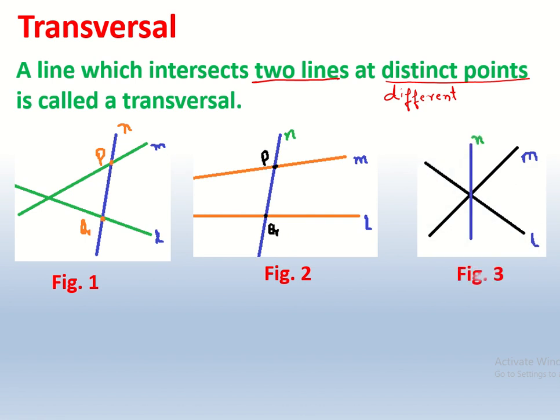We have three figures here. In figure 1, we have two lines L and M, and there is another line N which is intersecting L and M at two different points. One is P, which is the point of intersection between M and N, and there is another point Q, which is the point of intersection between L and N. So in this case, N is a transversal.